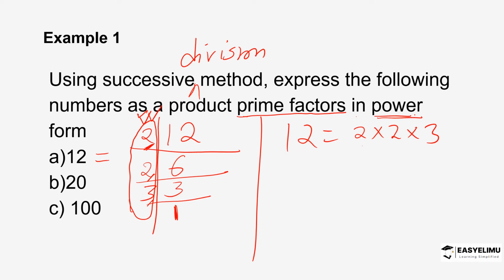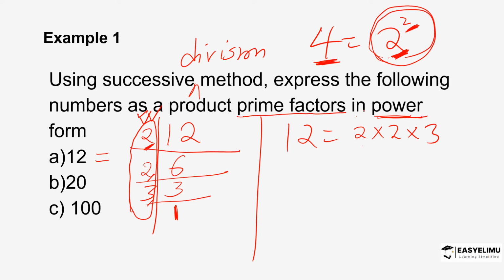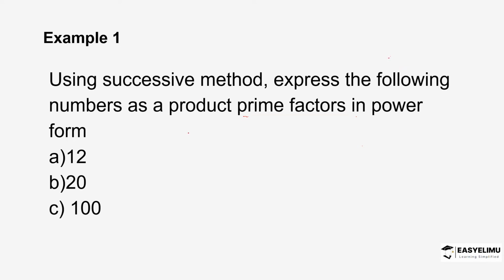When you talk about power, what does it mean? When you write a number like 4 equals 2 power 2, that is 2 squared equals 4, then this 2 squared is what you call the power form of 4. The number written as a superscript is what you call the power. So 2 down here is called the base, and the one written on top is called the power. This form is what we are calling power form. The number is 4, but it can be written as 2 power 2, which is the power form of 4. So let's try 20.